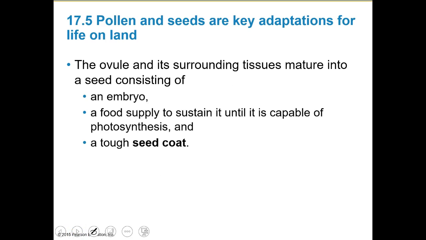Just so you know, the ovule and its surrounding tissues actually mature into a seed, where we have an embryo, a food supply, and a seed coat. So within a seed, there'll be a developing embryo at the bottom.